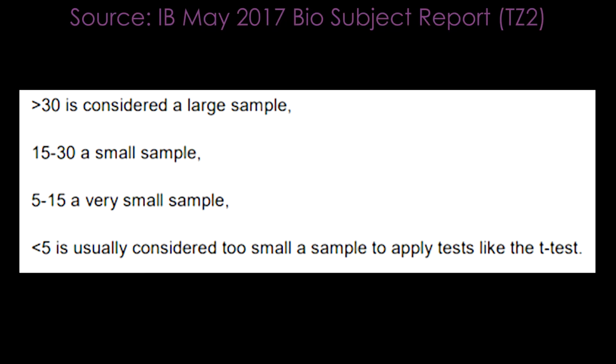Also, just for reference, greater than 30 trials is generally considered a large sample, 15 to 30 trials is considered a small sample, 5 to 15 is considered a very small sample, and smaller than 5 trials is usually considered too small a sample to apply tests like the t-test.